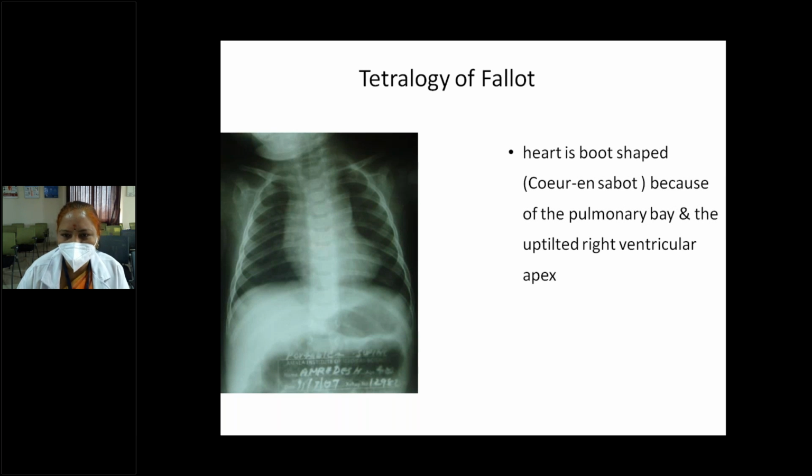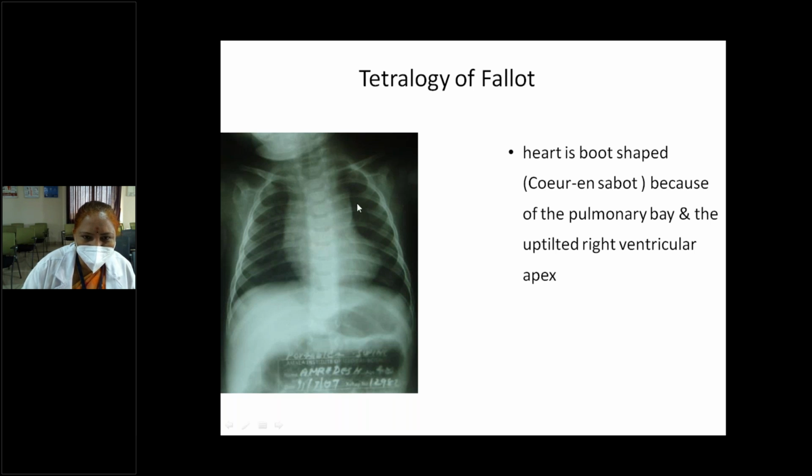Because of the pulmonary bay and the uplifted or upturned apex, we call it boot-shaped. You can also observe whether there is pulmonary plethora or pulmonary oligemia. Plethora means more bronchopulmonary vasculature. Usually, if you divide the lung into medial, middle, and lateral thirds, normal bronchovascular markings will be up to 2/3. If beyond the peripheral 1/3, that is plethora, seen more in TGA, truncus, transposition of great arteries. If it is less than 1/3, it usually suggests oligemia.